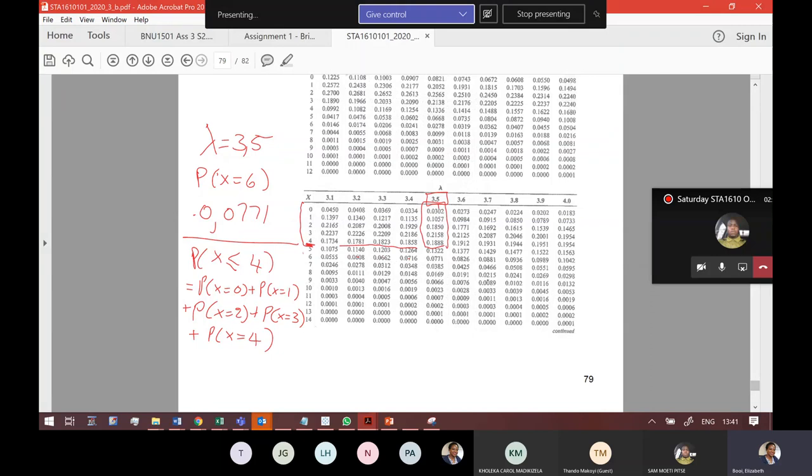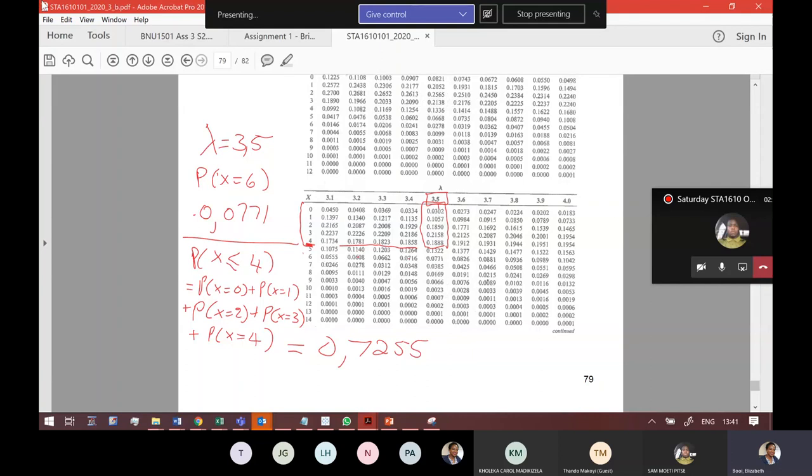So therefore, I must say 0.0302, plus for X is 1, 0.1057, plus 0.1850, plus 0.2158, plus 0.1888, equals, and that gives us the probability that X is at most 4, which is 0.7255. And that's how you find the probabilities.